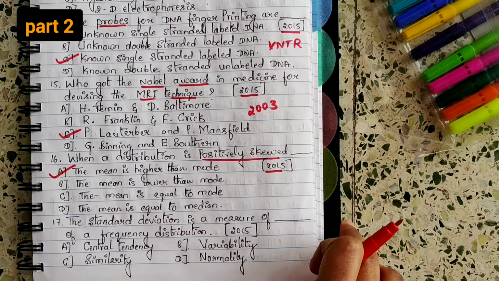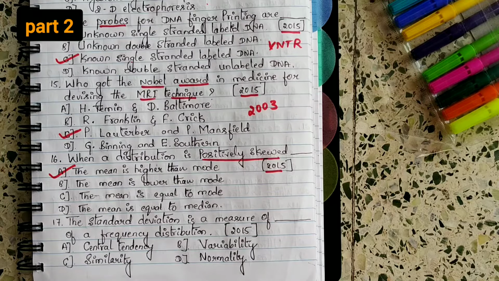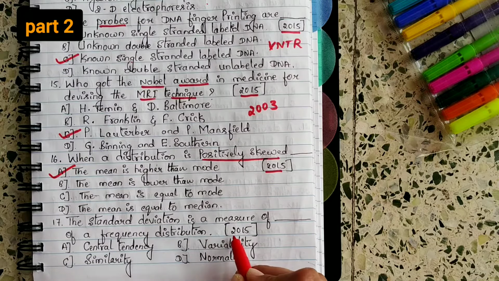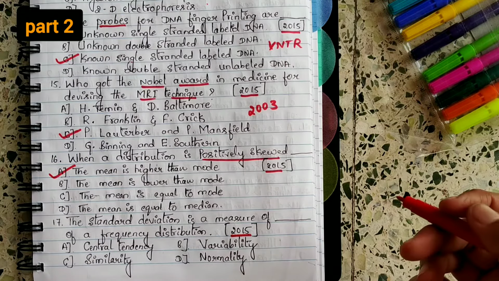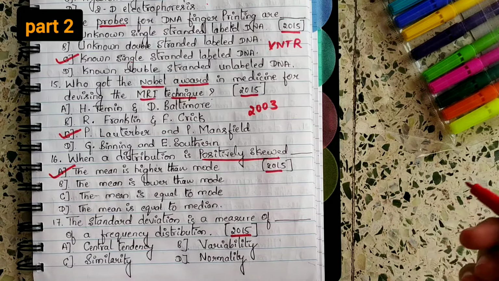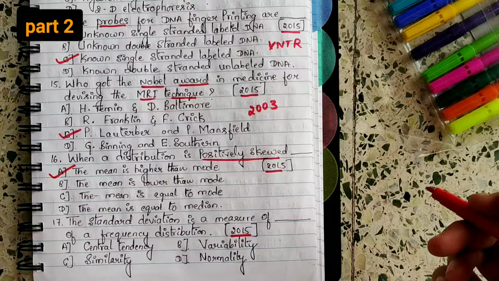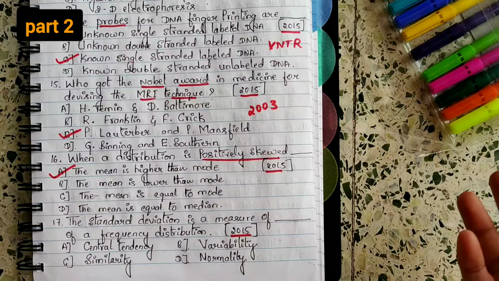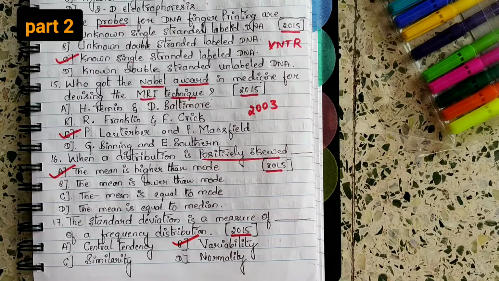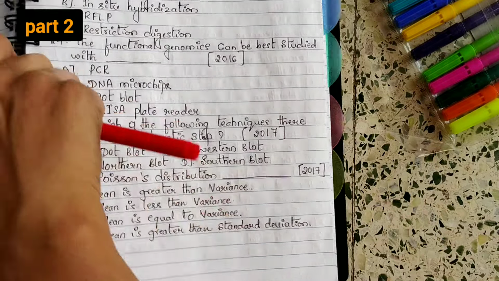Now let us move on to the next question. The next question is on the standard deviation. The standard deviation is a measure of dash of a frequency distribution, which was asked in the year 2015. It is a very simple and direct question. If you know the definition and some points on the standard deviation, you can solve this question. Obviously the standard deviation is a measure of variability, okay. Now let us move on to the next question.